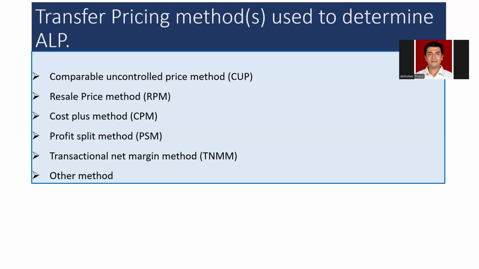Lastly, other methods. CBDT has inserted Rule 10AB in the rules by notifying the other method apart from the 5 methods already prescribed. The various data that may be used for comparability purpose under this method are third-party quotation, valuation report, tender or bid documents, documents relating to the negotiations, standard rate cards, commercial and economic business models.